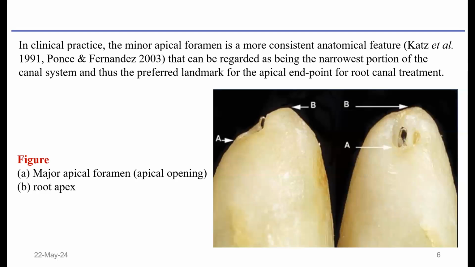In clinical practice, the minor apical foramen is a more consistent anatomical feature that can be regarded as the narrowest portion of the canal system, and thus the preferred landmark for the apical endpoint for root canal treatment. This is what I told you a little while ago. Our obturation, cleaning and shaping should always end at the minor apical diameter, not at the radiographic apex. It should always be at the anatomic apex. You can see in the picture, the terminating point of your root canal will not always be at the radiographic apex. It can be anywhere in the 1 to 3 mm of the apical third of your root.